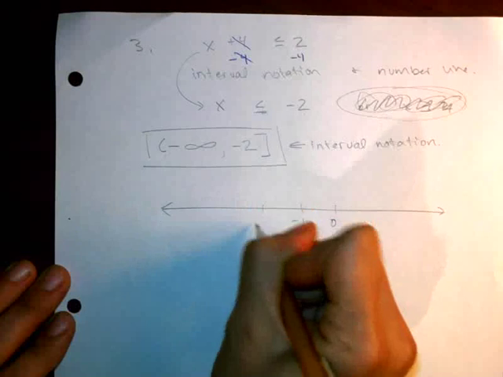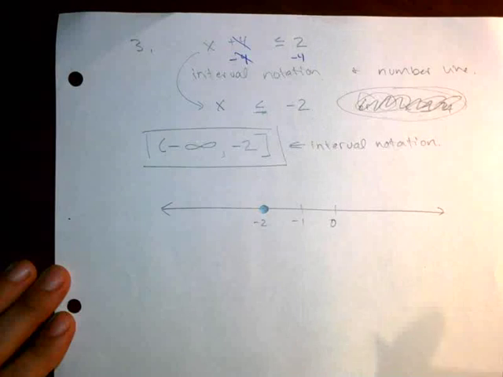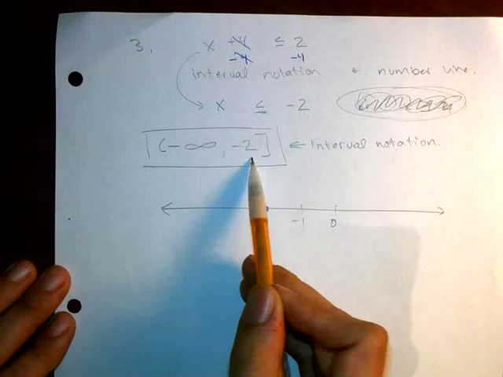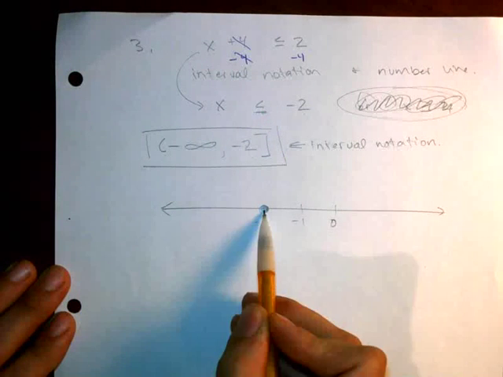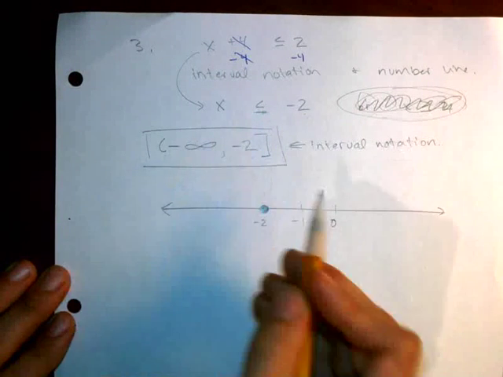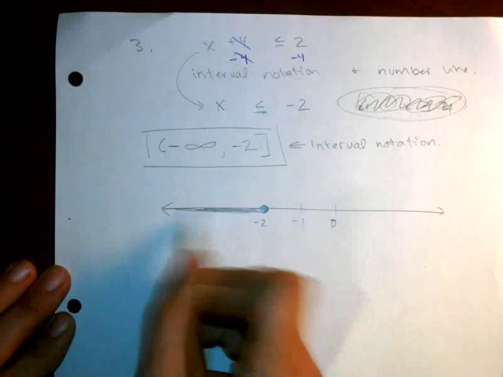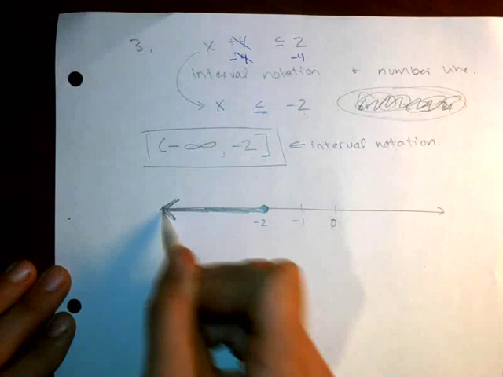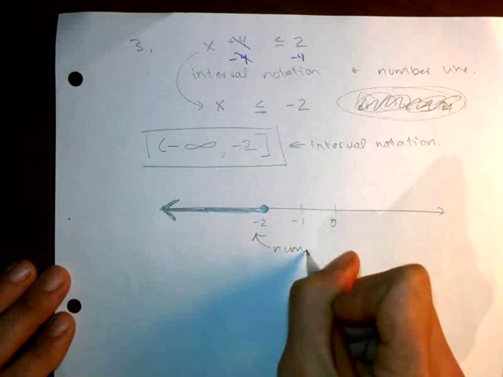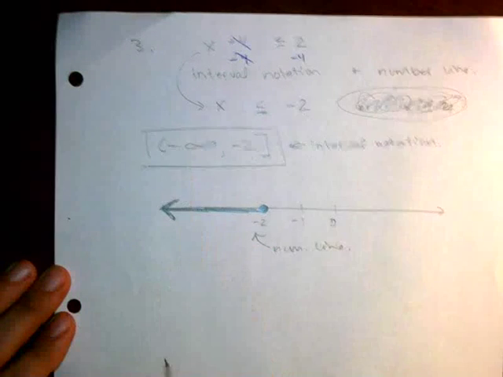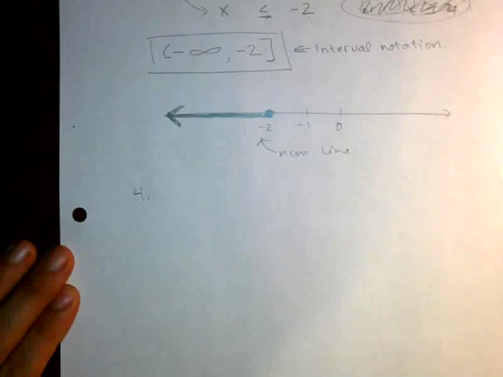2. So on my number line, I'll go 0, negative 1, and negative 2. I'm going to put a closed dot because negative 2 is one of the possible solutions, right? Negative 2 is less than or equal to negative 2, so it's a closed dot. And I'm looking for all the numbers to the left. The sign points in an arrow to the left, so we're going to fill in everything that is to the left of negative 2. So here's my interval notation, and here's my number line. Those are the 2 things that needed to be in my answer.